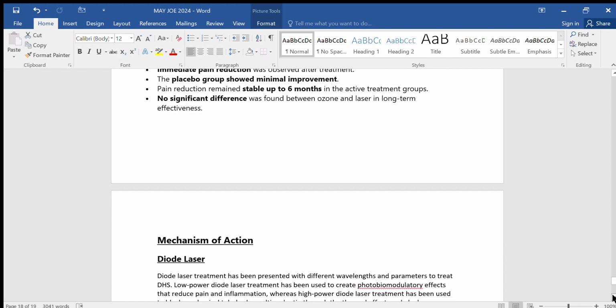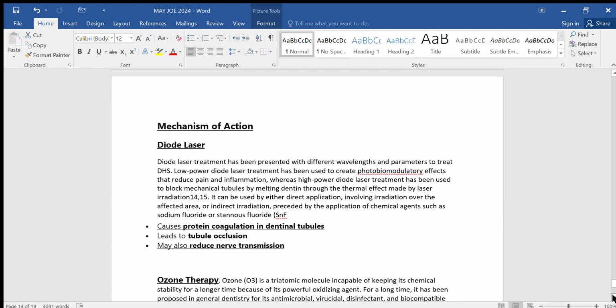So what is the mechanism of action? If you are using laser for the treatment of dentin hypersensitivity, then what will be its basic mechanism of action? Diode lasers have been presented with different wavelengths and parameters to treat dentin hypersensitivity. You can use low power diode laser and high power diode lasers. Low power diode laser treatment has been used to create photobiomodulatory effects that reduce pain and inflammation, whereas high power lasers block the dentinal tubules by melting dentin through thermal effects.